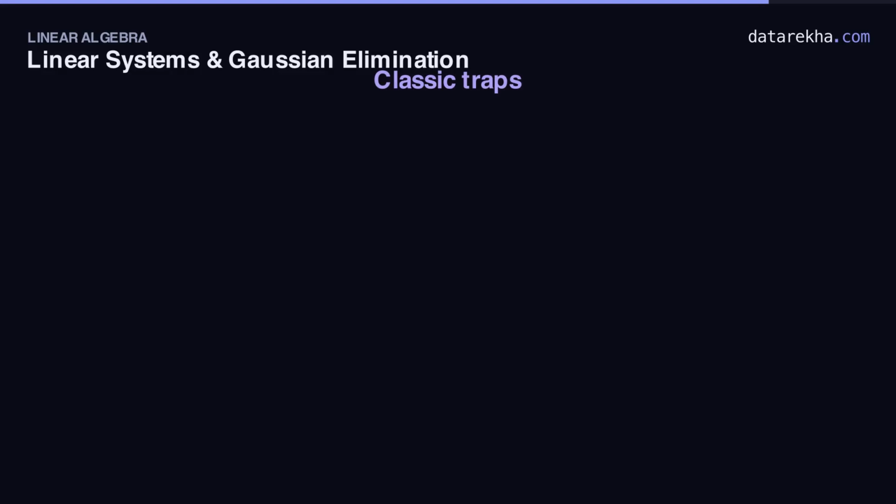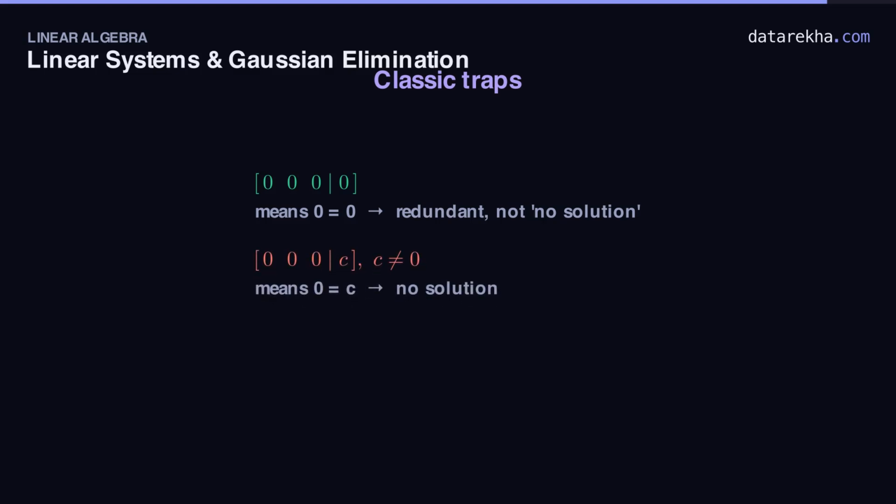Trap 1. Misreading a 0 row. A row of all zeros, constant included, just means 0 equals 0, a redundant equation. It never means no solution. It signals a free variable. Trap 2. Missing the inconsistency. If the left side is all zeros, but the constant is not, that's 0 equals C, impossible. That's the true no solution signal.